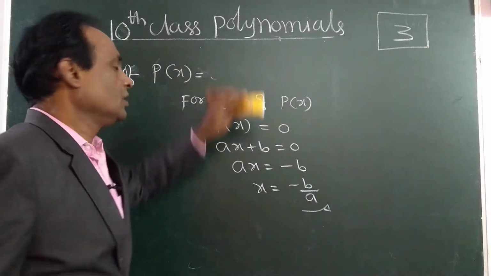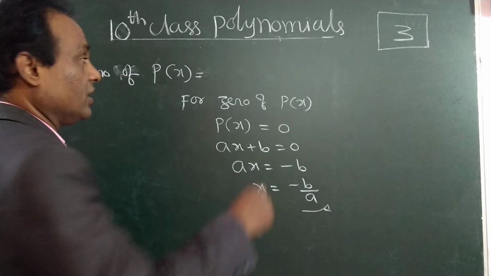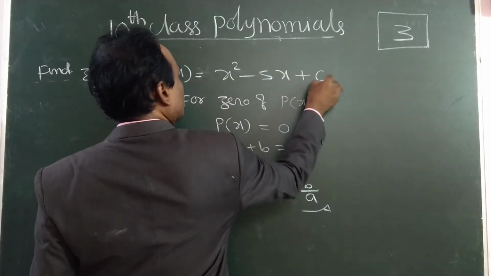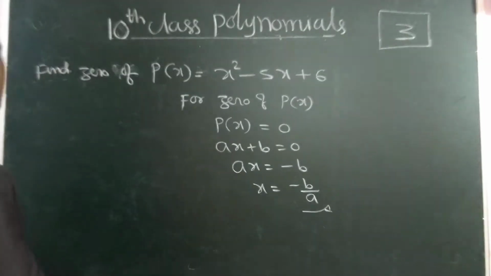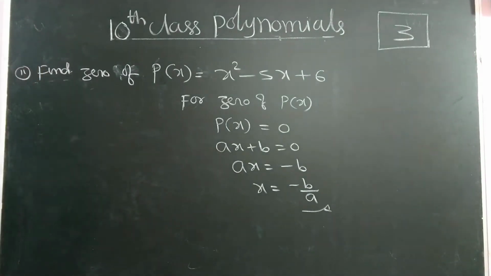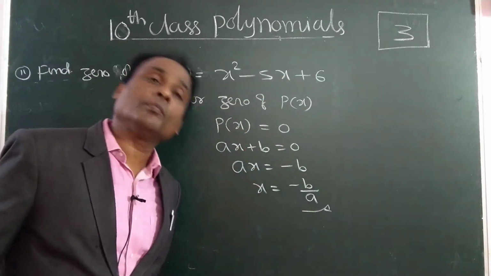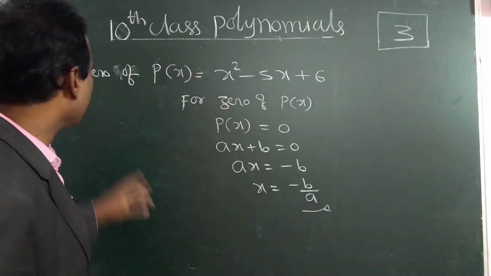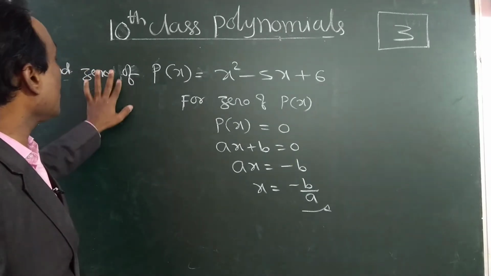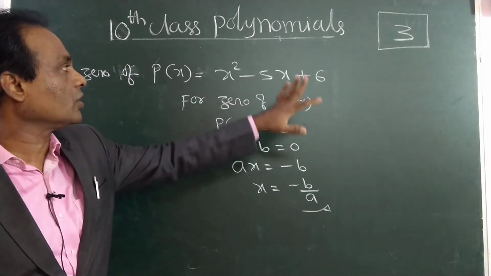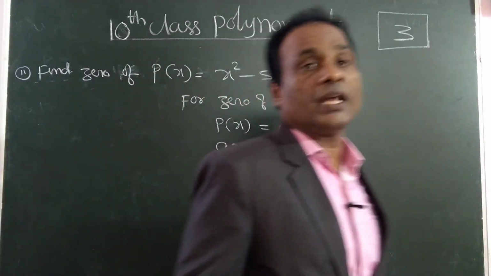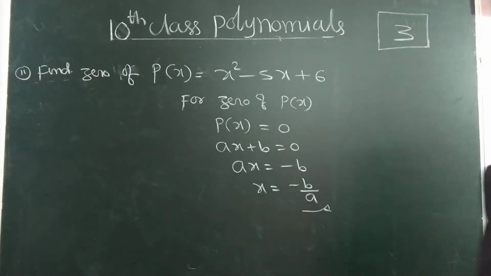Next, second degree. See here. If it is a quadratic polynomial, how to find the zero of the polynomial? Write down the second question. Find the zero of the polynomial p of x is equal to x square minus 5x plus 6.